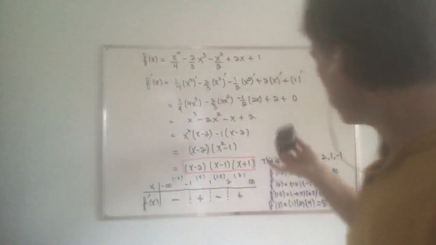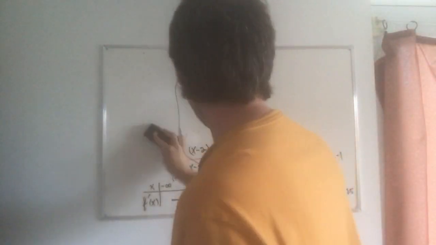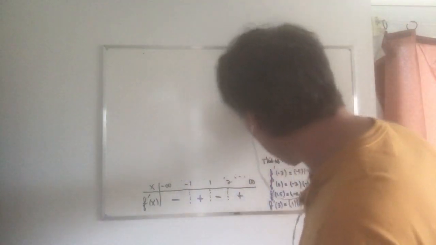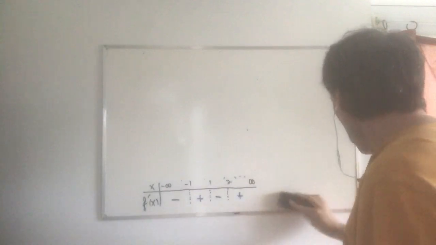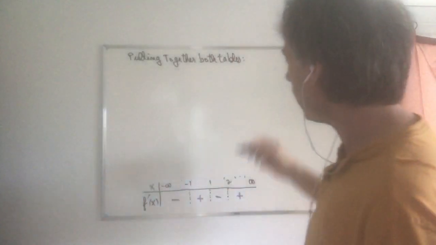Oh, that's kind of nice, huh? So let's get rid of this and take a look at the two tables that we had. I'll get rid of it in one second. So pulling together both tables, what I actually have is this.